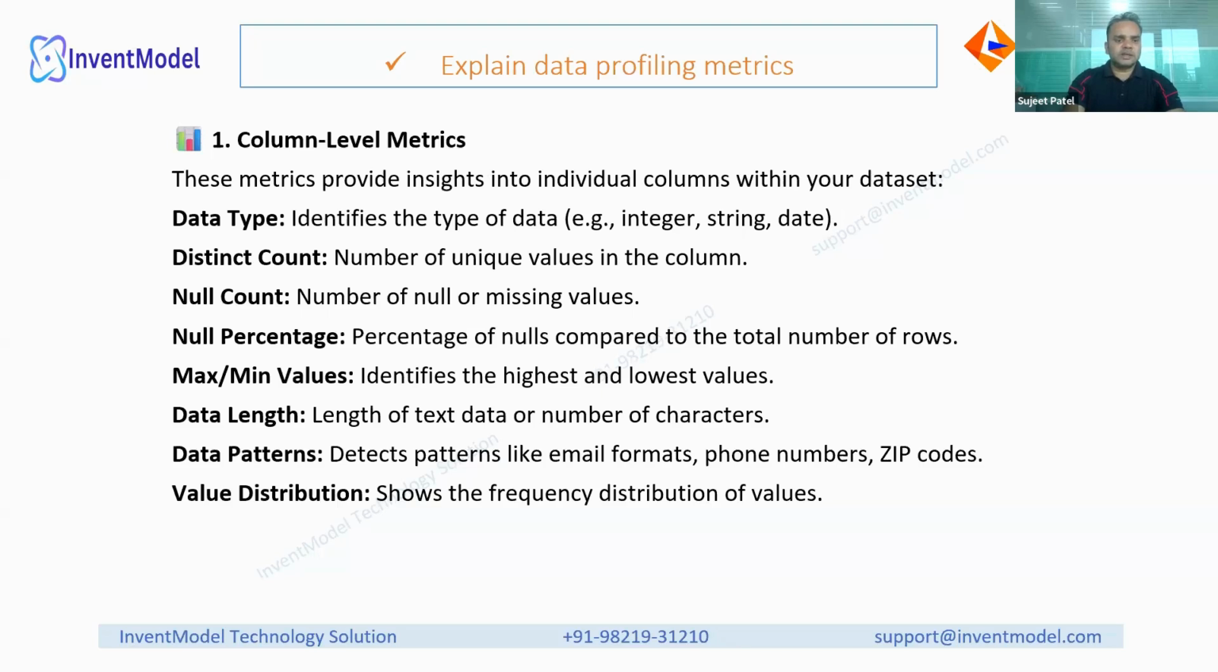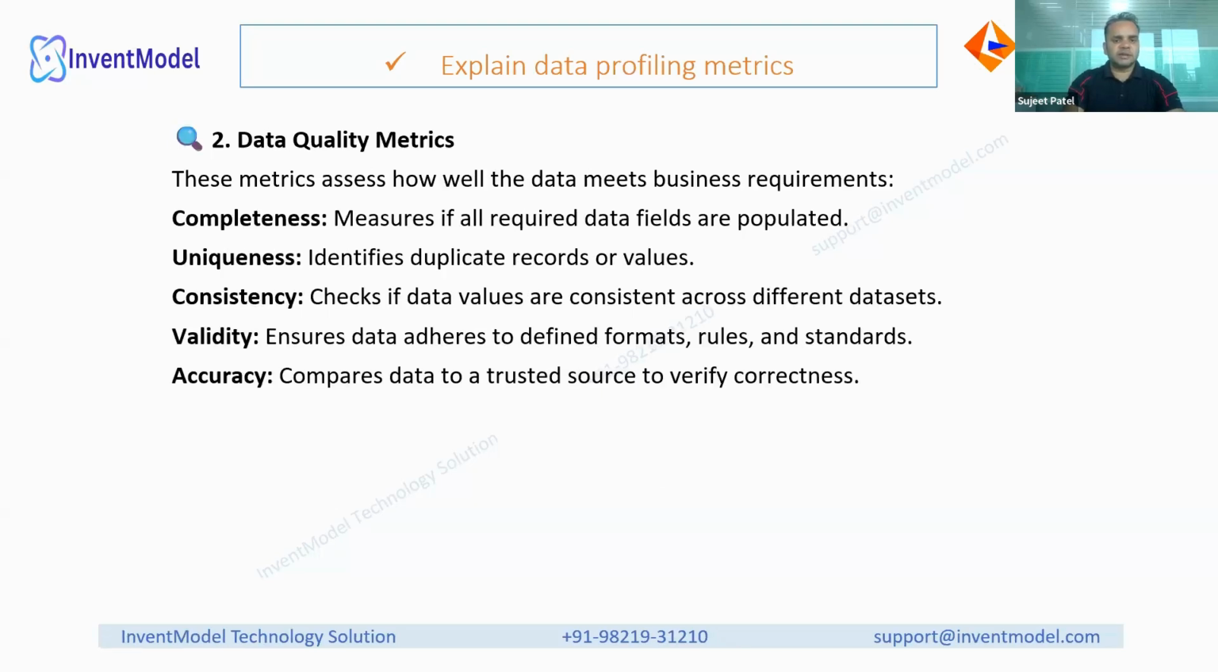What is a data quality metric? Don't confuse them. Data quality metrics are completeness of data, uniqueness of data, consistency of data, validity of data, and accuracy of data. These are the five main data quality metrics we have, but apart from this, we have more than 10 also. We'll try to see them. Completeness measures if all required data fields are populated.